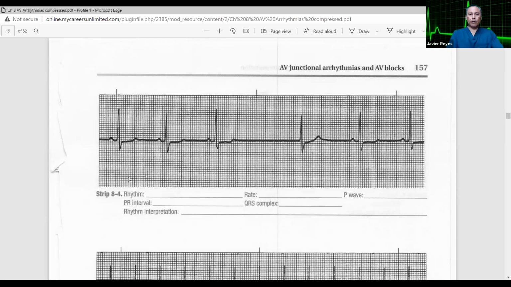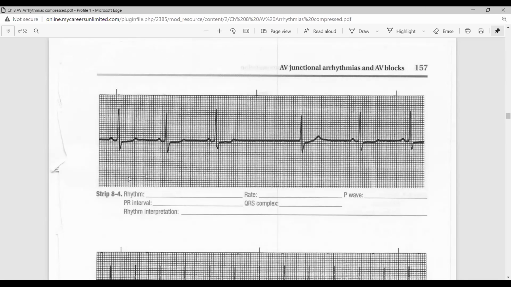Last thing, what about the P wave? Is there a P wave preceding every QRS? Not the fourth one. Not the fourth one, exactly. So what does this make it? What kind of complex is that? A junctional. Exactly, a junctional. How many junctionals do you see there? Just one. Okay.